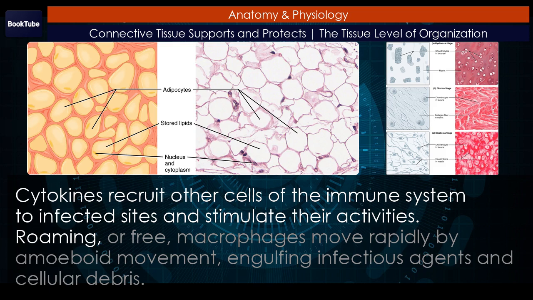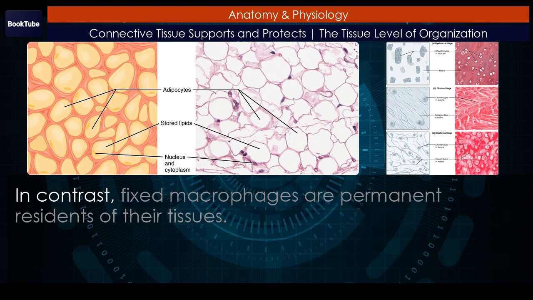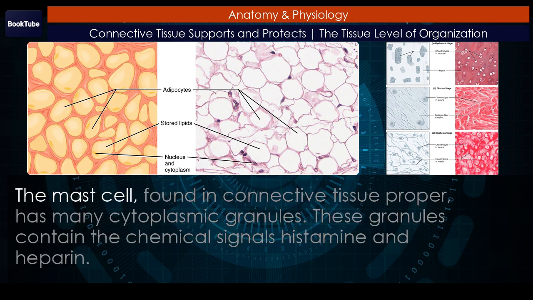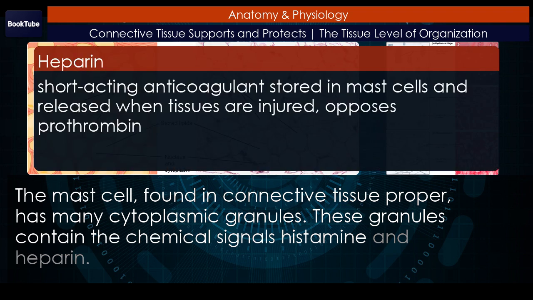Roaming, or free, macrophages move rapidly by amoeboid movement, engulfing infectious agents and cellular debris. In contrast, fixed macrophages are permanent residents of their tissues. The mast cell, found in connective tissue proper, has many cytoplasmic granules. These granules contain the chemical signals histamine and heparin.